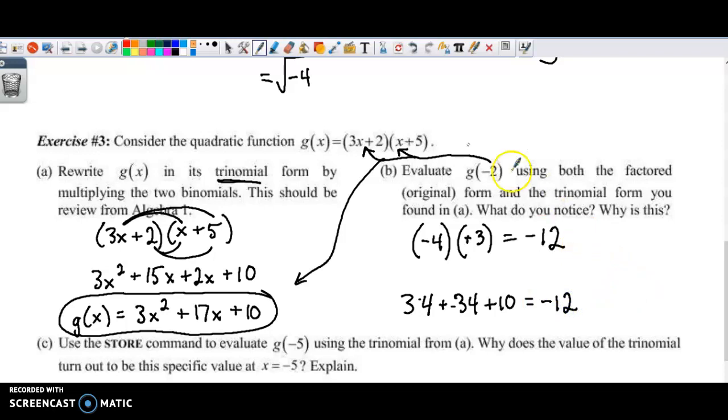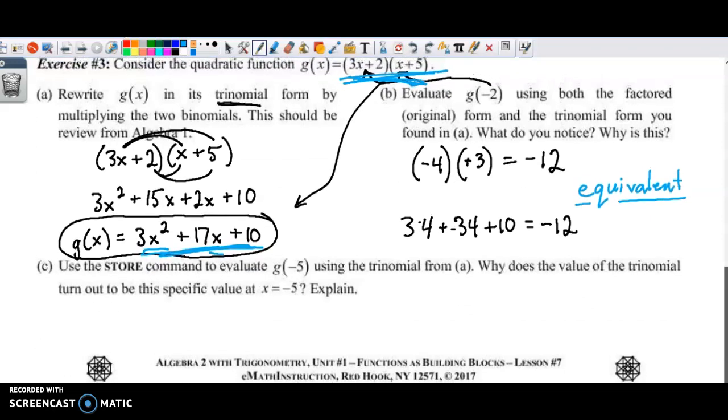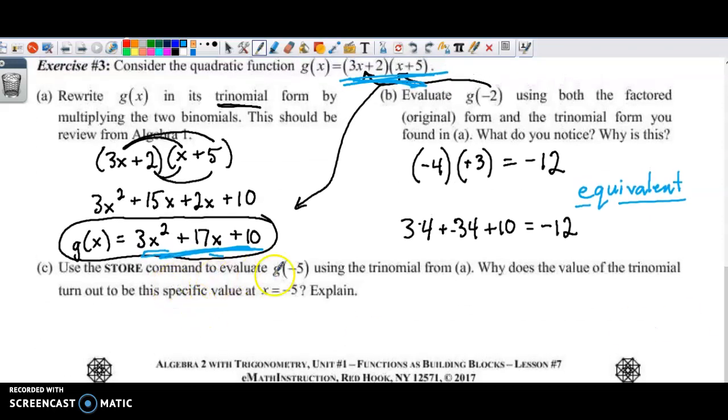And what you notice, and I'm going to use the math term here, is that these two things are equivalent. And why is that the case? If this really is equal to this, you can plug in anything you want for x. As long as you plug in the same x value up here as down here, you'll get the same answer, which is what makes expressions equivalent. And you can put that in your own words on that one. I think they want you to use the store command as well.